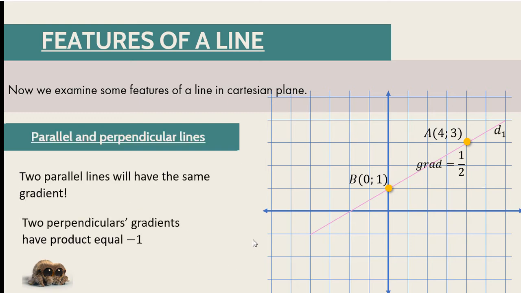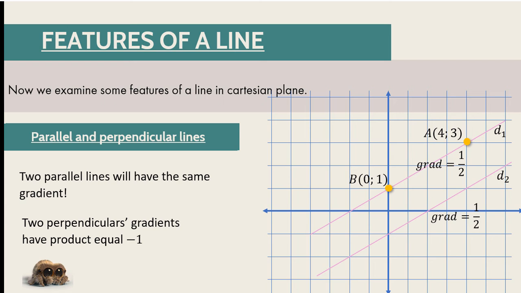And finally, we have the concepts of parallel and perpendicular lines. Two parallel lines will have the same gradient on Cartesian plane. You remember, two parallel lines are lines which have no common points, and they always maintain the same distance in any position of the two lines.